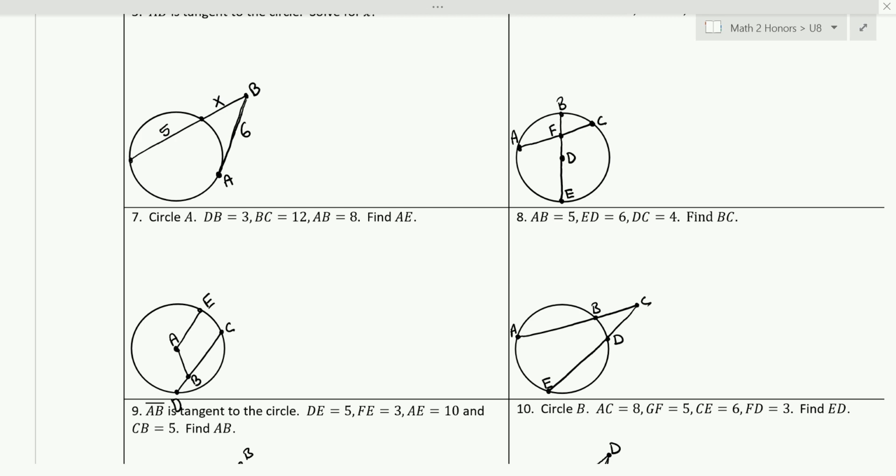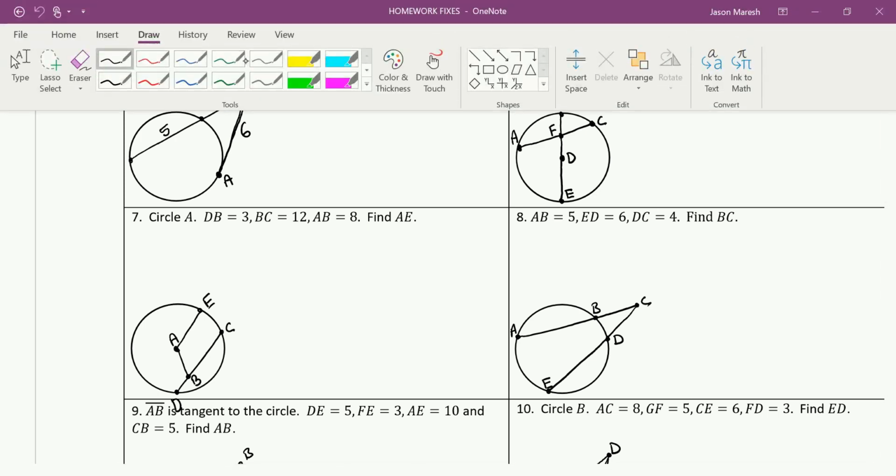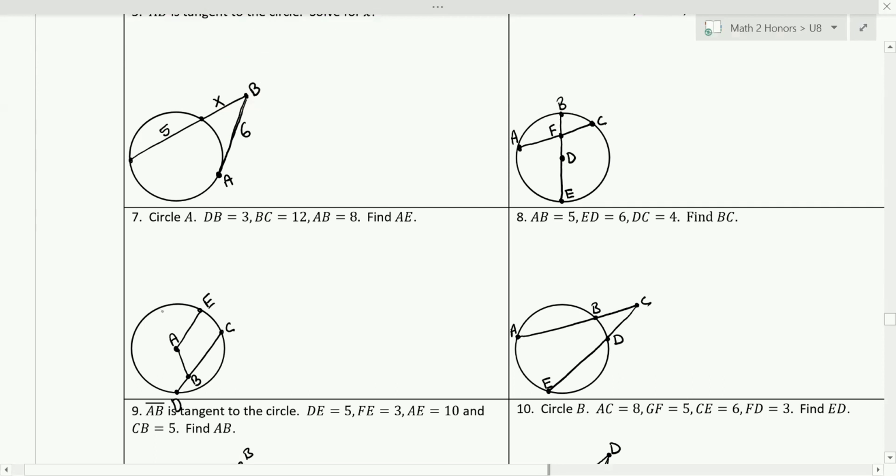So we're going to have to draw that second chord. Do you have an idea what that might look like? It's going to be this piece right here, right? And would that be a diameter? Yes, because we're given that A is the center of the circle.